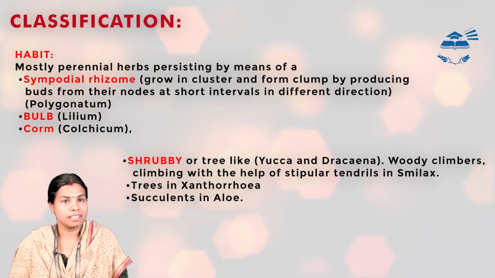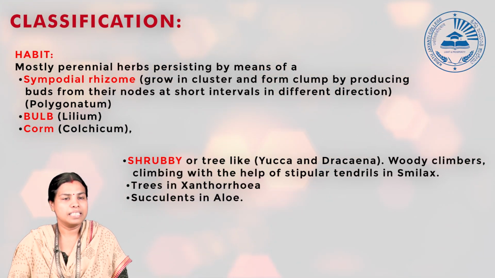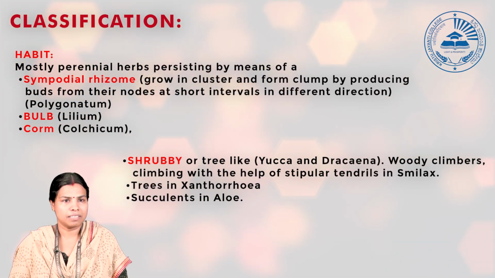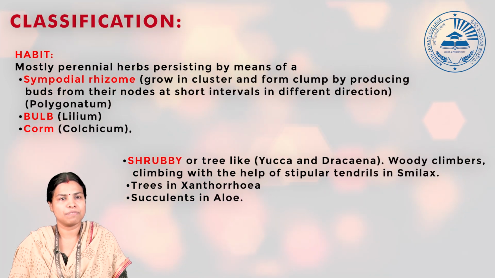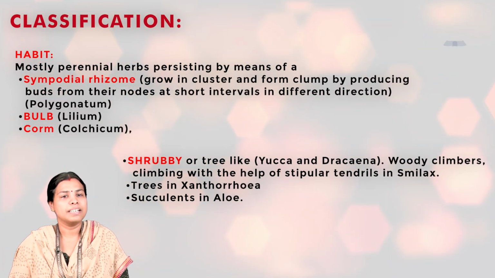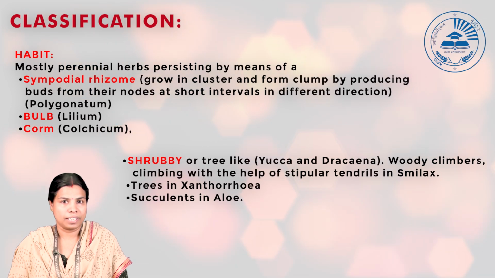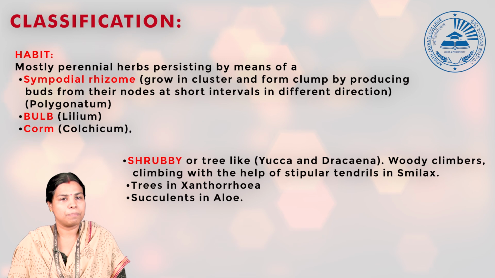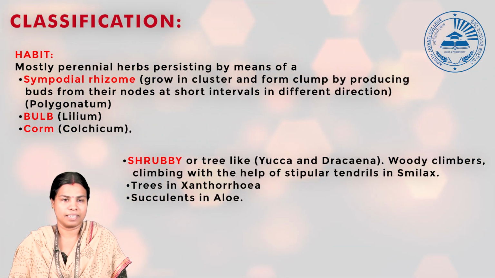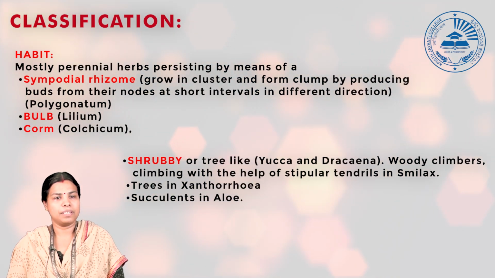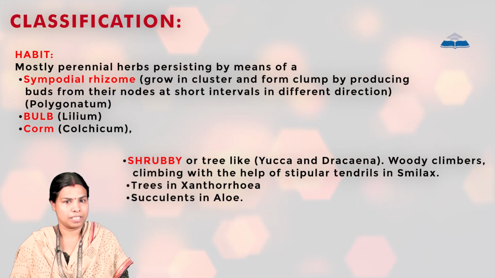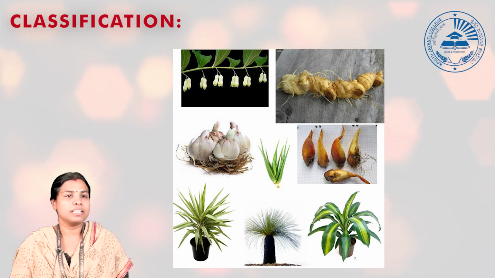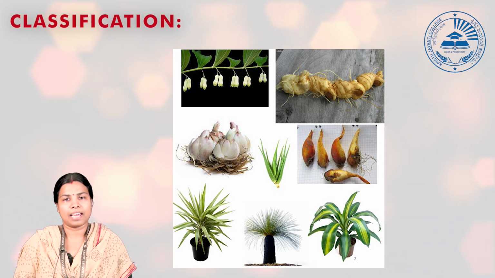Mostly perennial herbs persisting by means of a number of sympodial rhizomes. The sympodial rhizome may grow in clusters and form clumps by producing buds from their nodes at short intervals in different directions. An example is Polygonatum. Then bulb, example Lilium; corm, Colchicum; shrubby or tree-like, example Yucca and Dracaena. Woody climbers climb with the help of stipular tendrils, example Smilax. Trees are also reported, example Xanthorrhoea, and succulents in Aloe. These are the habits you can see in the plant family Liliaceae.